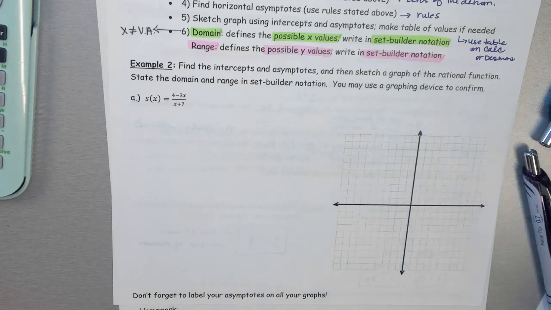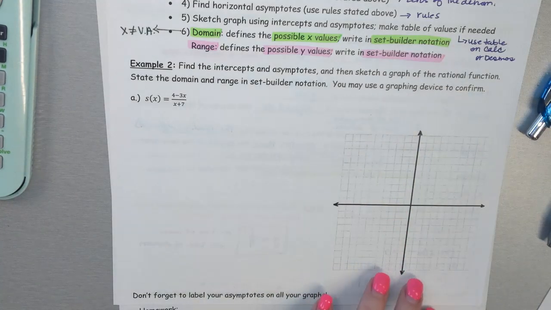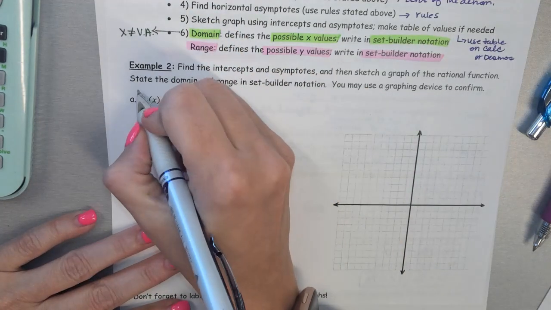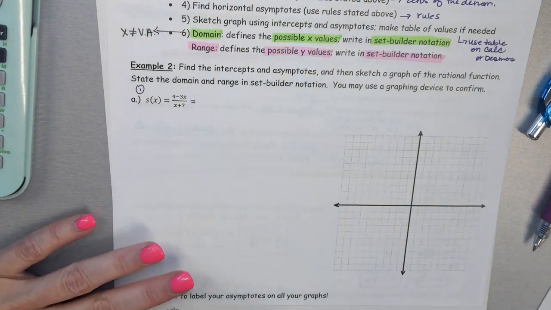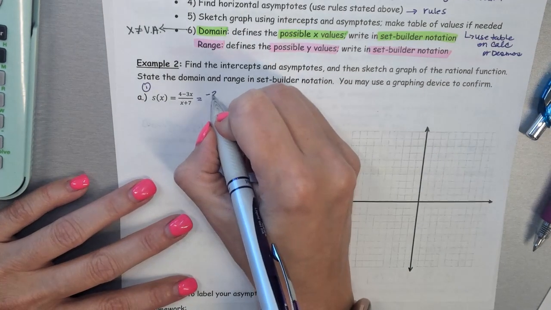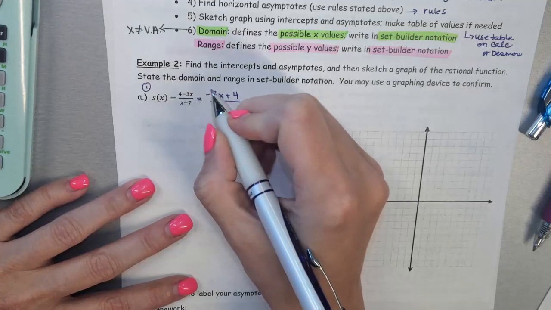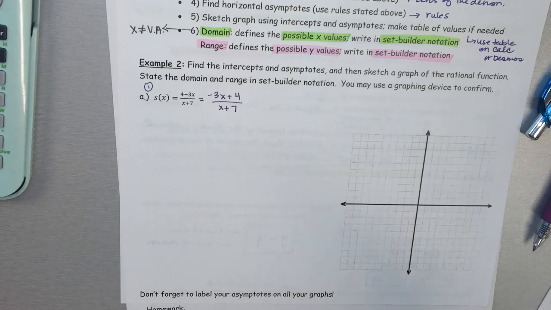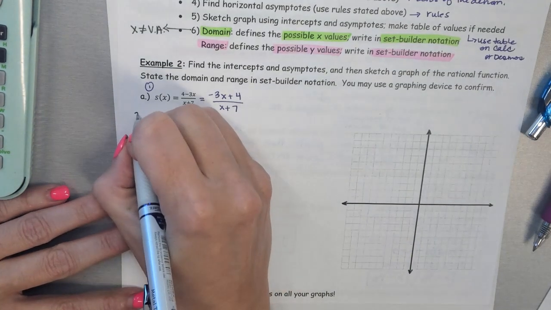Okay, so the directions in your book are going to say find the intercepts and asymptotes and then sketch a graph of the rational function, state the domain and range in set builder notation. You may use a graphing device to confirm. So either the calculator or Desmos is fine. And for step 1, you don't have to factor. One thing you might want to do is put the numerator in standard form. That's just going to help if you have to use the leading coefficients. And for this, the degrees are equal, so we are going to have to use that. Okay, so that's something to think about.